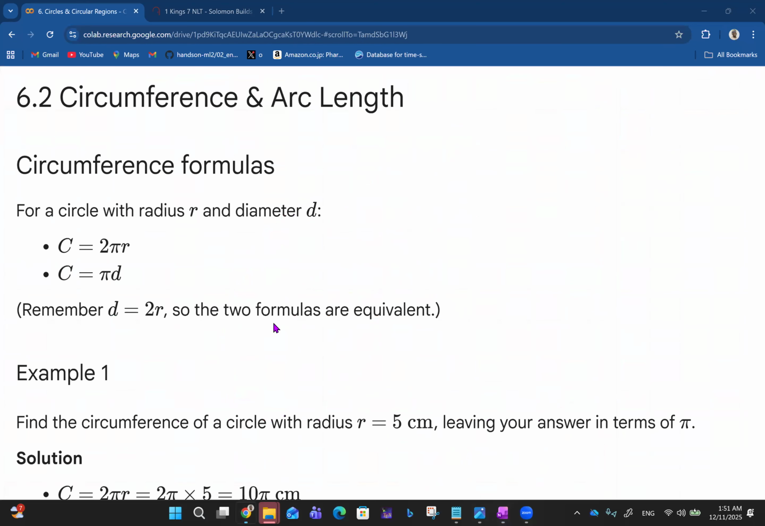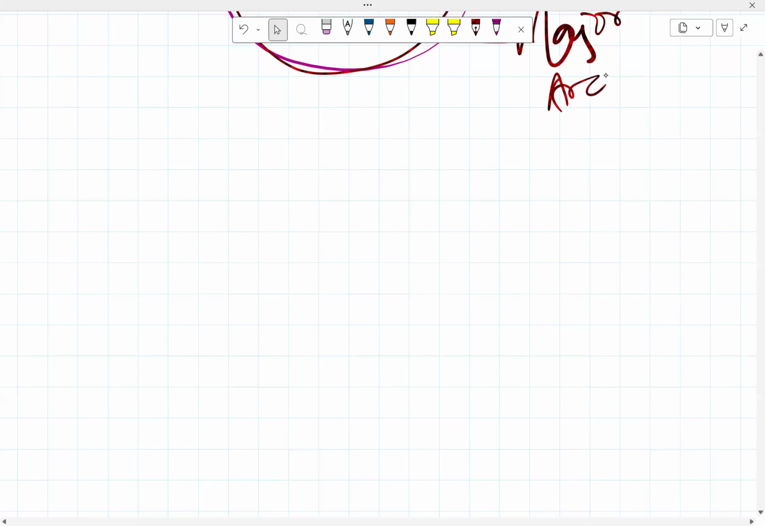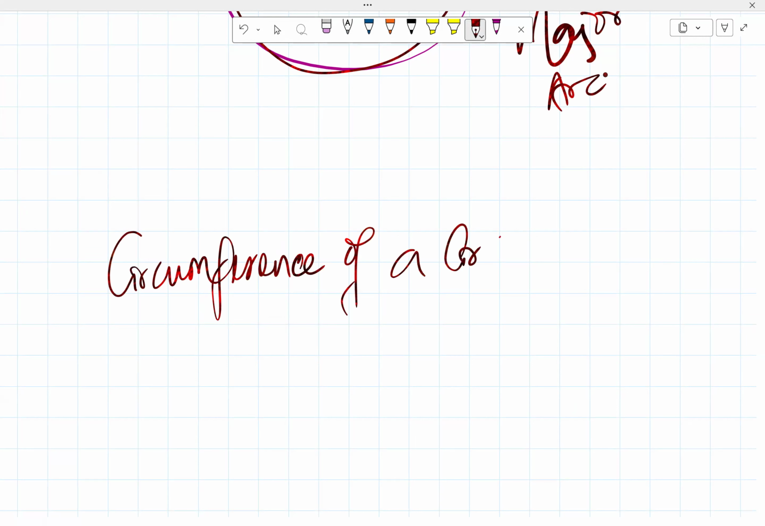Okay, so let's talk about the circumference formula. For a circle with radius r and diameter d, the circumference of a circle is given as 2 pi r. 2 pi is a whole rotation multiplied by the radius. It's like the radius moving around the whole thing. That is 2 pi r.